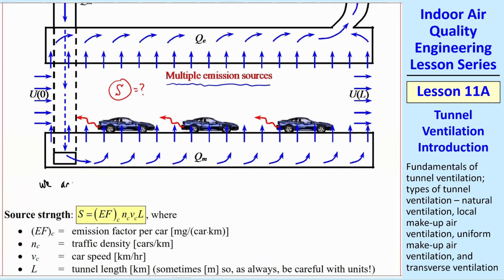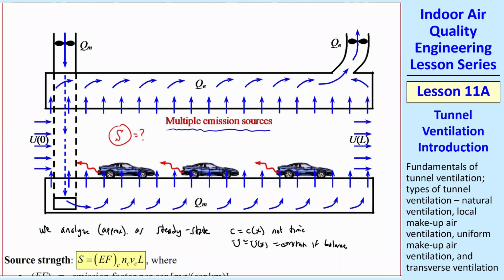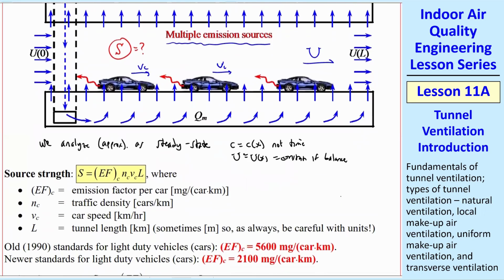We analyze, and this is an approximation, as steady state. On average, we say that C, for example, varies only with X, not time. And U is U of X. Of course, if it's balanced, it's a constant. We're going to approximate this as a whole string of cars that are uniformly spaced and they're all moving at the same speed, VC, which is the car speed. So how do we get S?